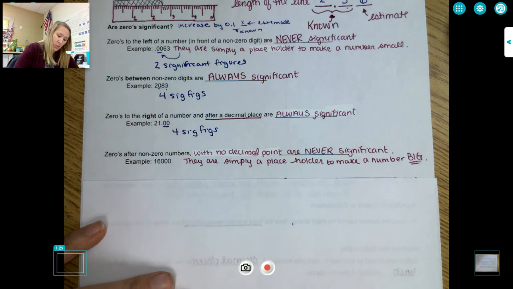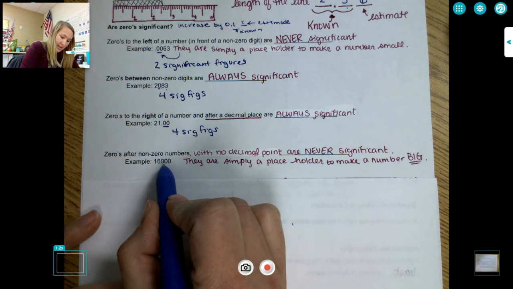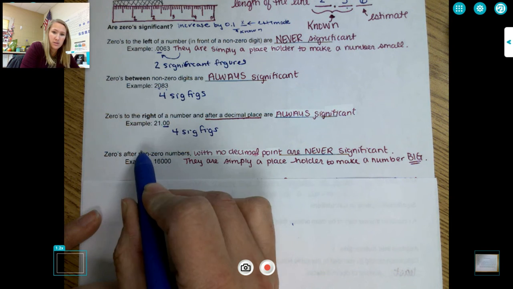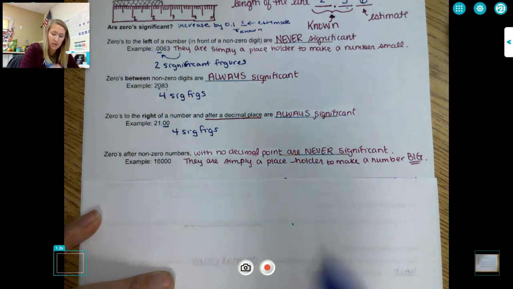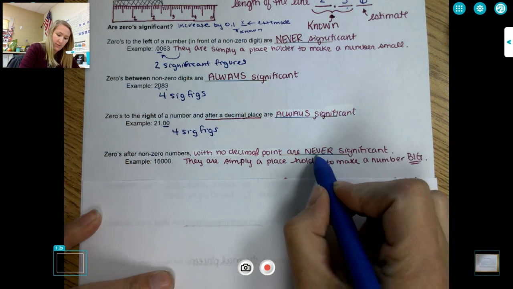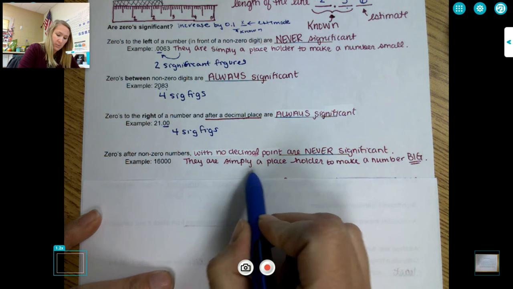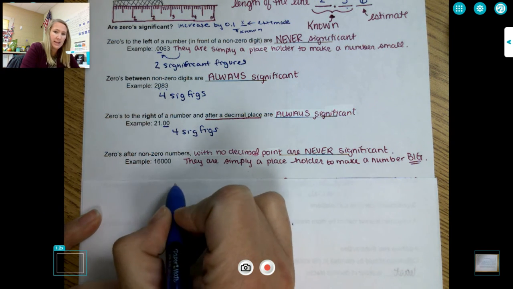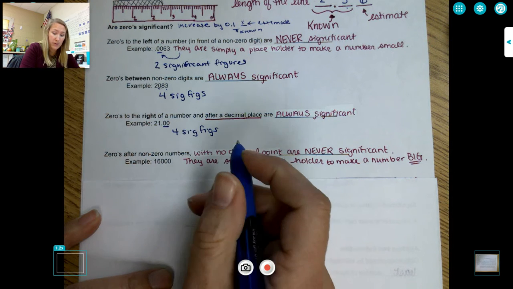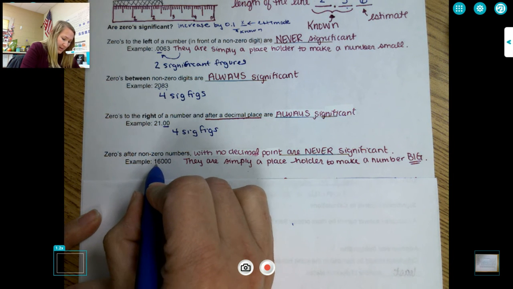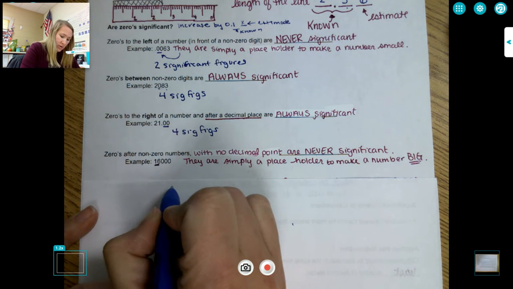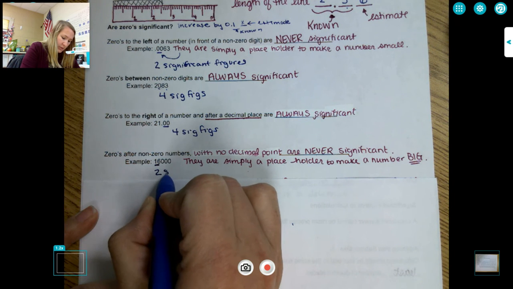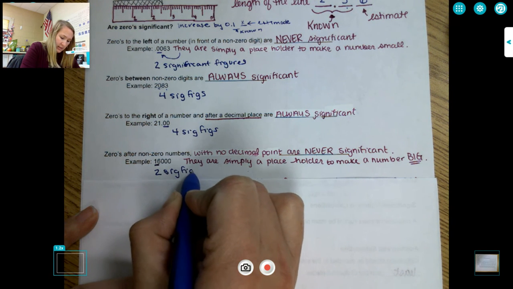However, if we don't have a decimal point here, these numbers are simply placeholders. So zeros after non-zero numbers with no decimal point are never significant. This is because they are simply a placeholder to make the number big. I continue to add zeros, and that would therefore make my number bigger and bigger. So this number here, just my non-zero numbers of the 1 and the 6 count in terms of significant figures. So in here I have 2 sig figs.